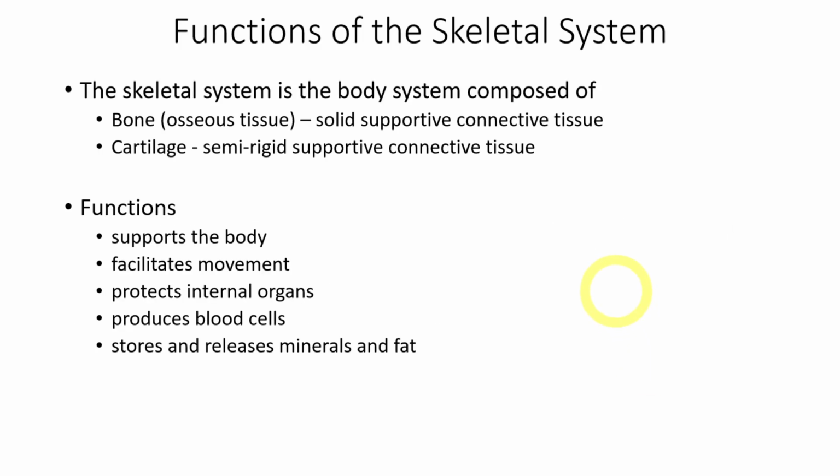So, what are bones? Bones are made of bone tissue, and it's also called osseous tissue. It's the solid, supportive, connective tissue with a crystal matrix to make it nice and solid. And then also part of the skeletal system is the cartilage. It's semi-rigid, it's kind of gelatinous, and it also supports the body.